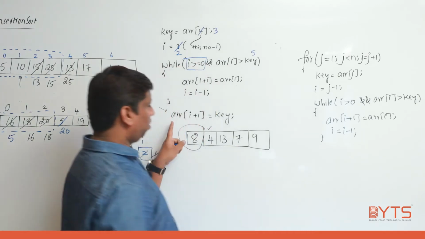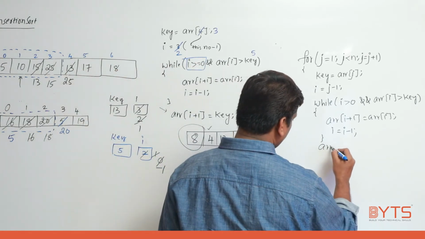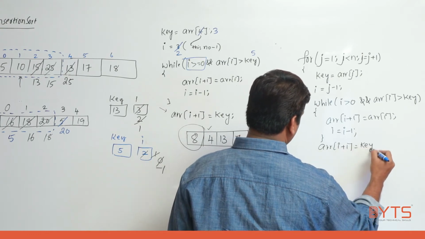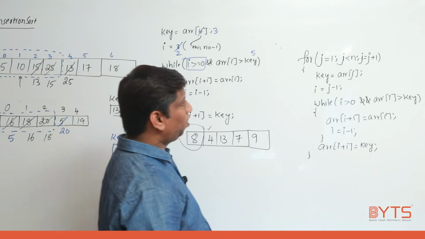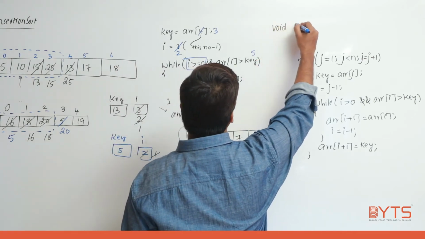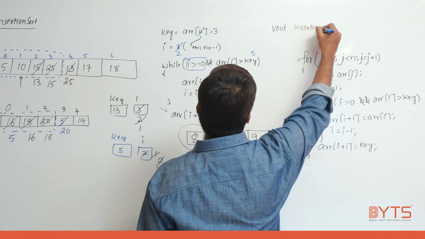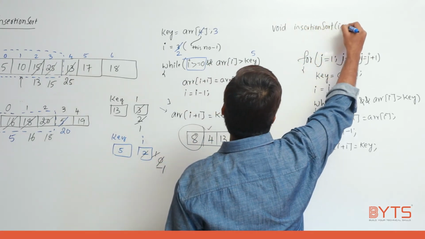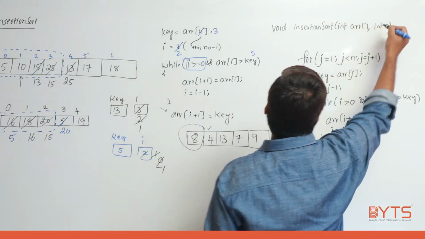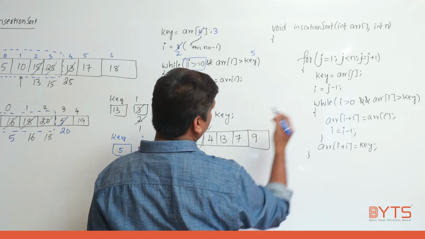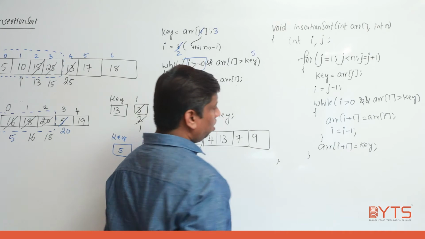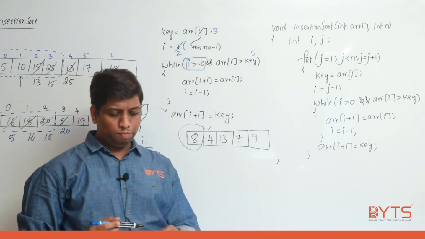This statement I need to write now. ARR of I plus 1 is equal to key. Loop is completed. Now we need to write what? Void insertion sort. Let me write it here. Void insertion sort int ARR comma int n. Next, what can I do? Function started here. Here I have int I comma j. That's all. And this function should be called from the main function, right?